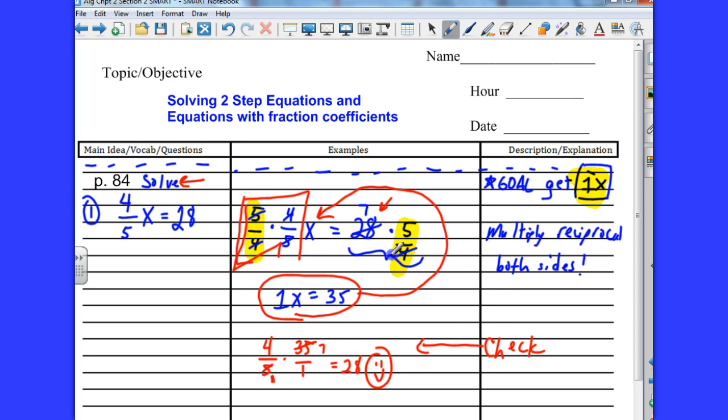That's the answer. So the answer is 35. My check proves to me that I got the answer right. I can relax, take a deep breath, and move on because I got it right. All right, that's the bottom of your first page of notes.